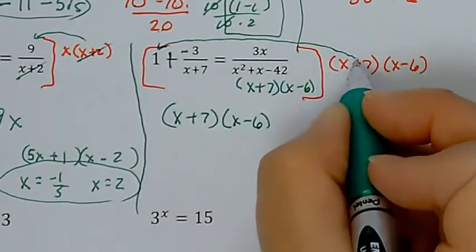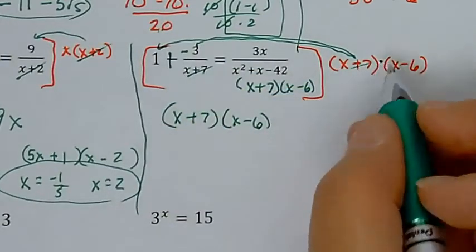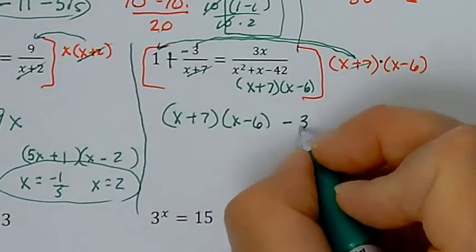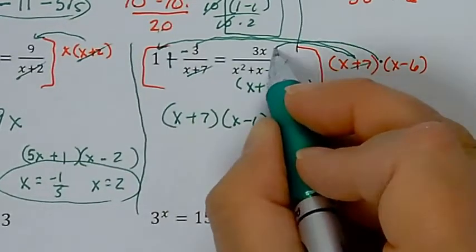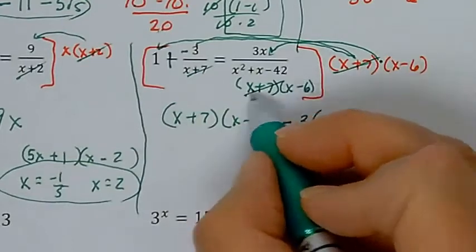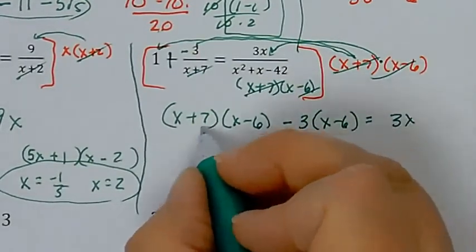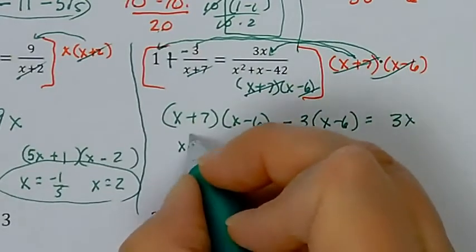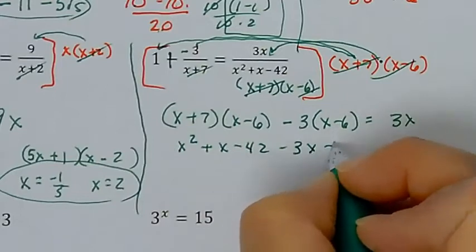And then I'm going to multiply this entire thing times negative 3, but the x plus 7's cancel, so I just have minus 3 times x minus 6. And then when I multiply this times this side, everything cancels, so I just get 3x. So when I multiply that out, I get x squared plus x minus 42 minus 3x plus 18 equals 3x.